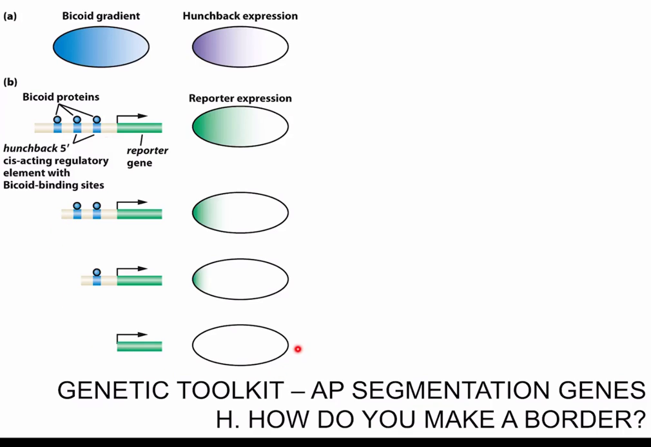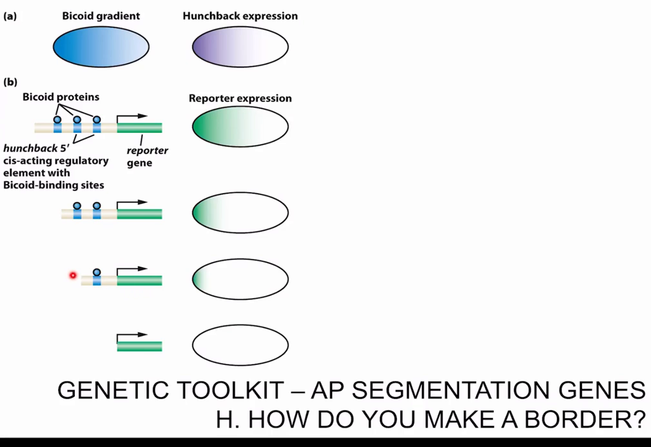And when the expression of the reporter was measured in embryos, the synthetic gene that had no Bicoid binding site, no enhancer, had no expression. But as you increase the number of Bicoid binding sites, the expression of this reporter gene increased as well as extended further and further posterior into the embryo. And this pattern suggested that there is a certain minimum amount of Bicoid that's required for hunchback transcription to occur.